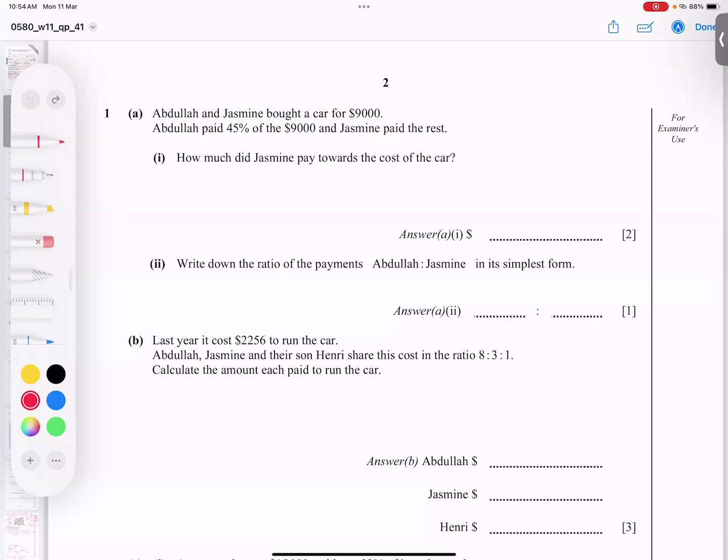So naturally, what is the technique? We can do it two ways. We can find 45% of 9,000 for Abdullah and subtract from 9,000. That is one choice. Or I'll do both. So let's go for Abdullah.